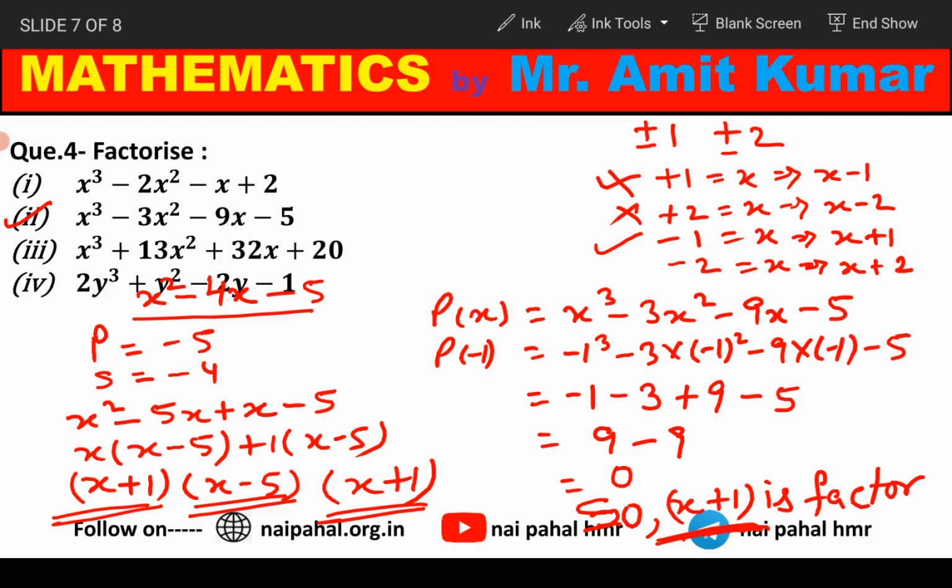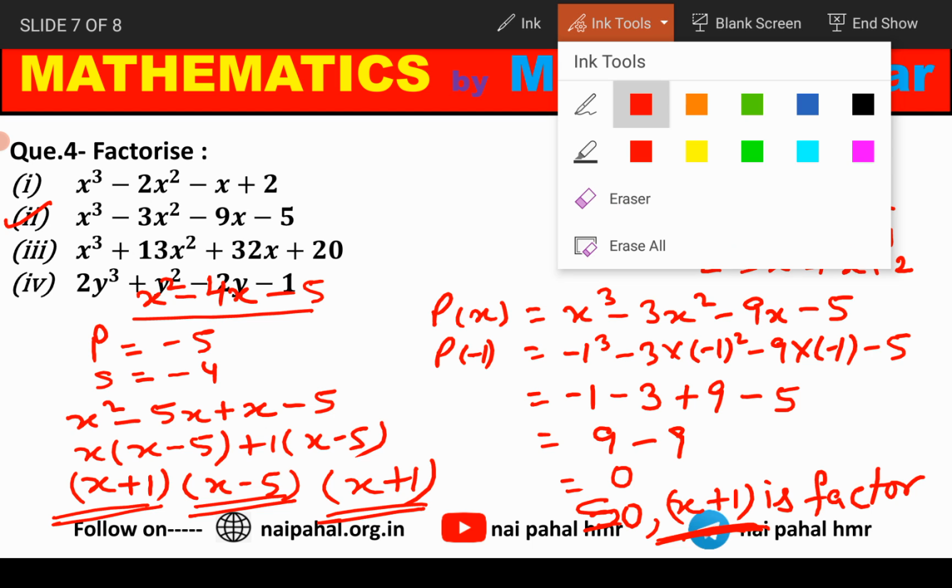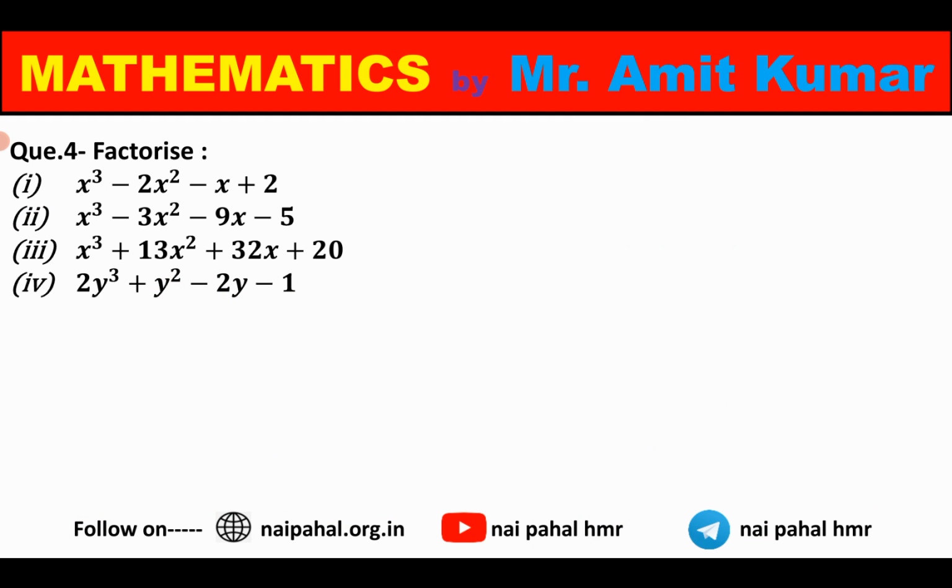How many times should we multiply? Minus 5 times. Let's continue, minus 5x and minus 5. The answer will be nothing. So what we have to do is the further factorization of x square minus 4x minus 5. Let's continue.